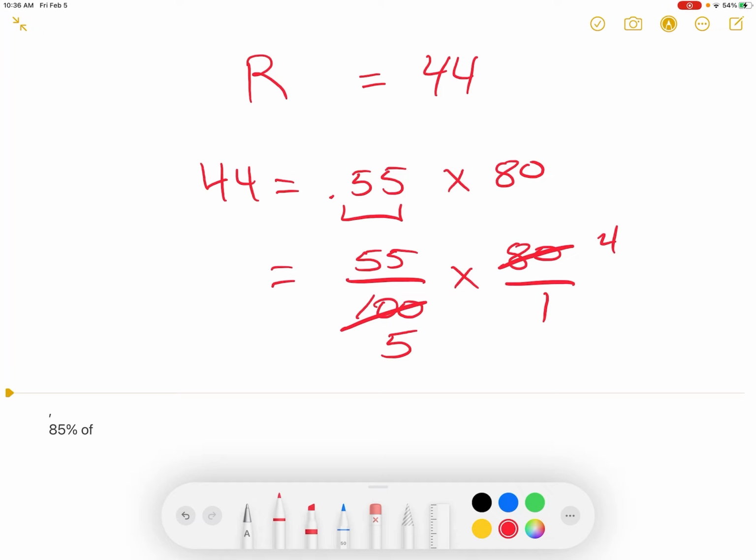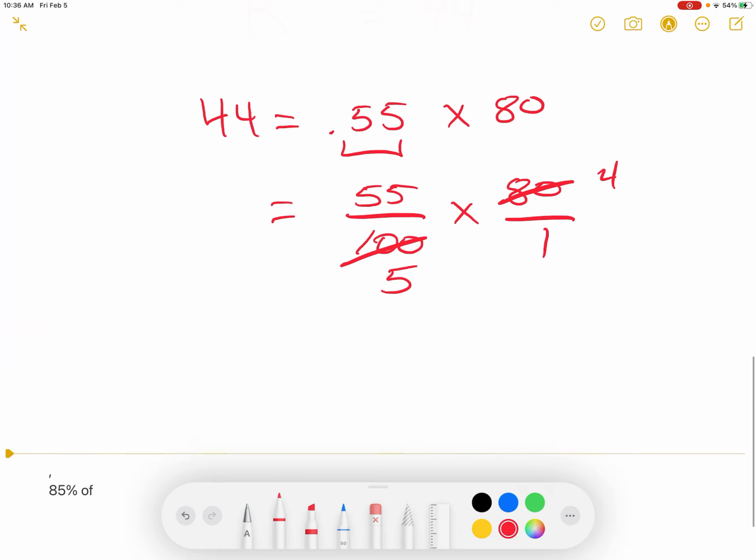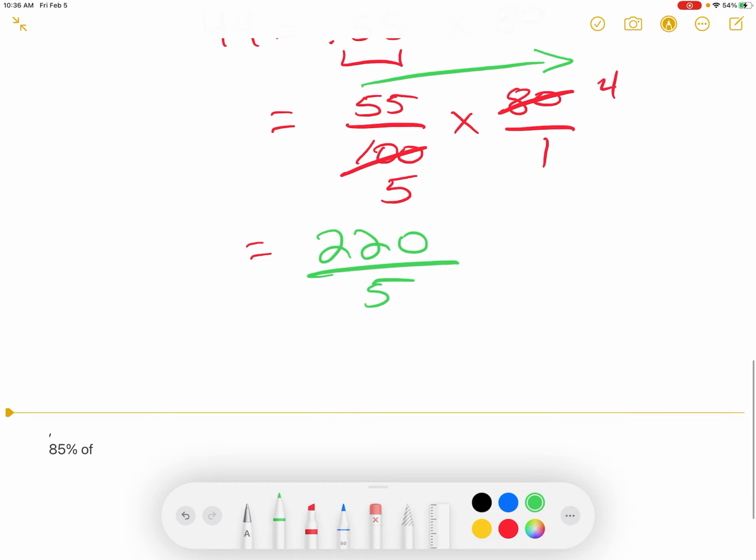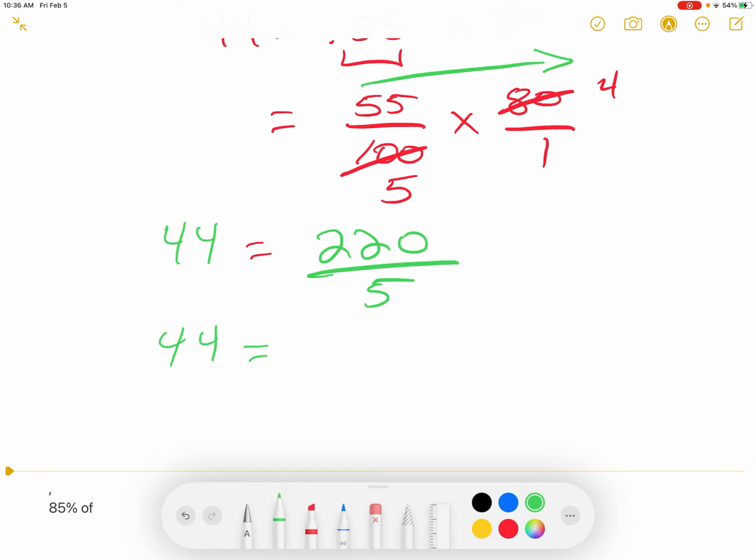Yep. So now I can say, if I go across, 55 times 4, using my calculator, is 220. 220 over 5. Does this still equal 44? Let's see. 220 divided by 5 equals 44. It checks out. 44 is 55% of 80.